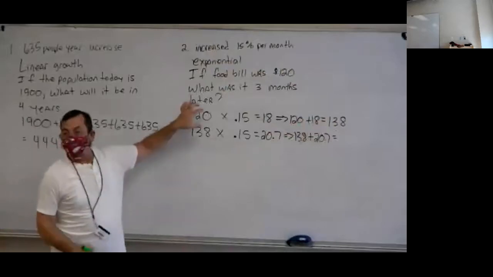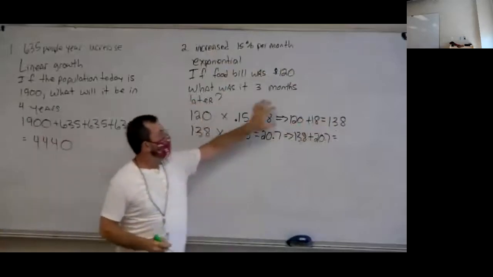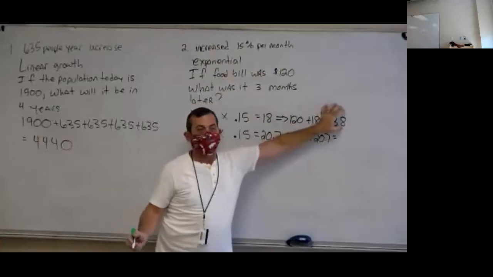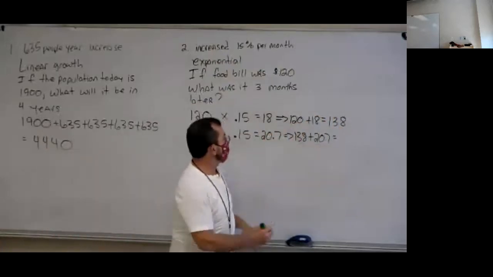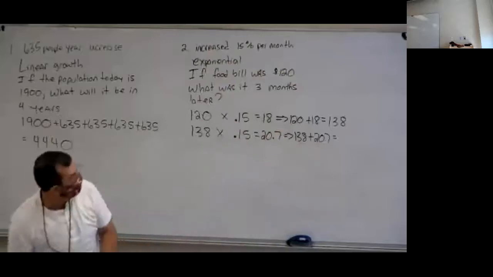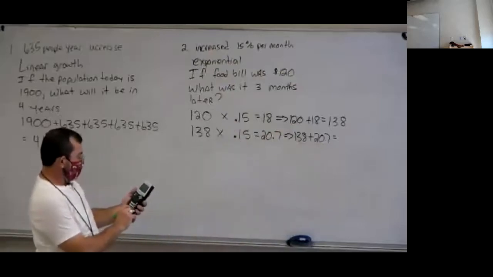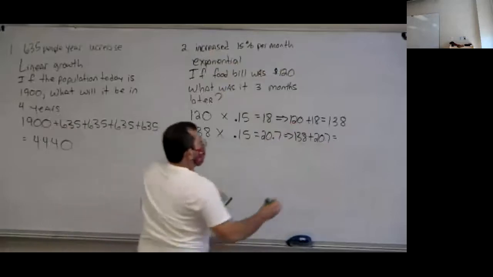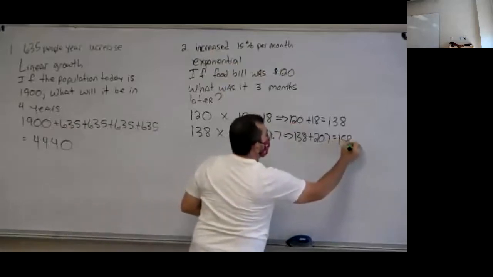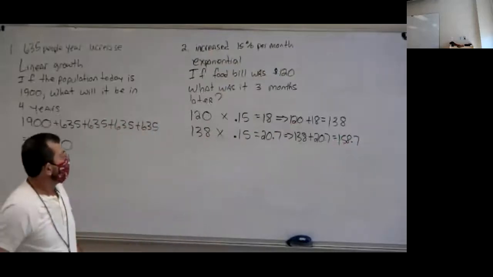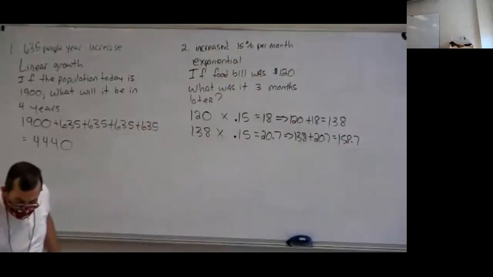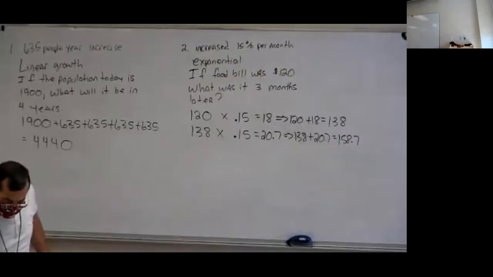So see what I'm doing? I started with 120. After I added my 15%, I was at 138. I started with 138. After I added my 15%, I'm at what? So add that to 138. So now I'm at 158.7. You wouldn't round that? Oh, not rounding yet. At the end, I'm going to round it to the nearest dollar, okay?